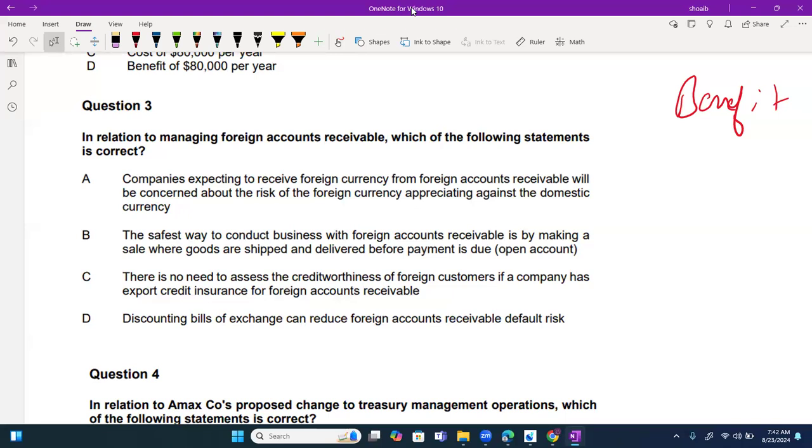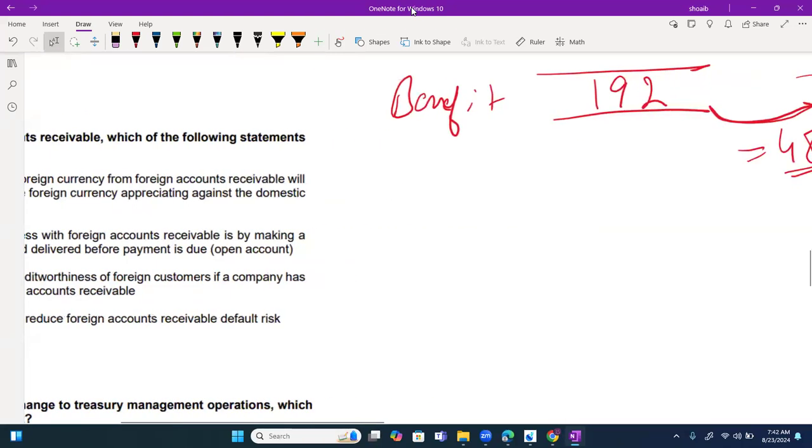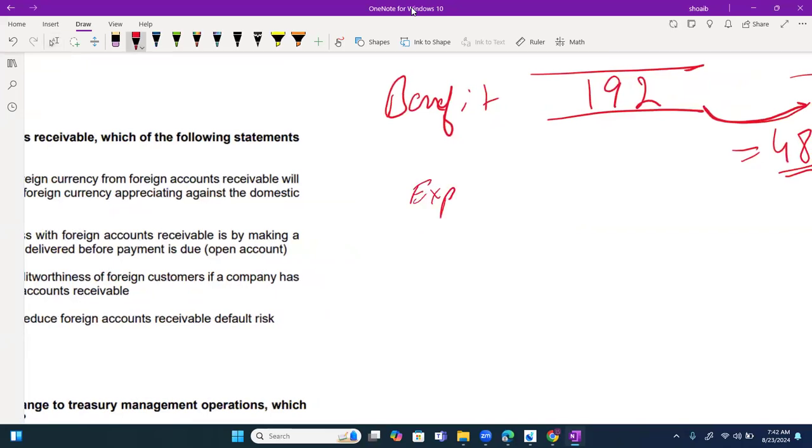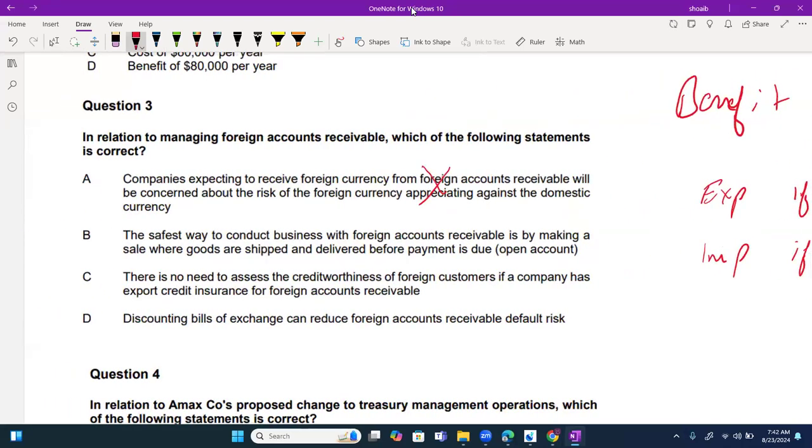So exporter will benefit if home currency depreciates. Always remember this. Exporter will benefit if home currency depreciates. Importer will get benefit if home currency is opposite. And you can make the loss statement by yourself. Opposite. So A is not the answer. The safest way to conduct business with foreign account receivable is by making a sale where goods are shipped and delivered before payment is due.